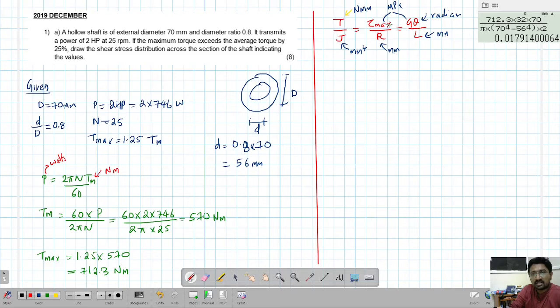Okay, now we will use this equation to finalize the answer. So tau max is that we have to find the maximum shear stress. Okay, so what is tau max? Tau max is equal to T times R upon J. Now we know that R equal to D by 2.